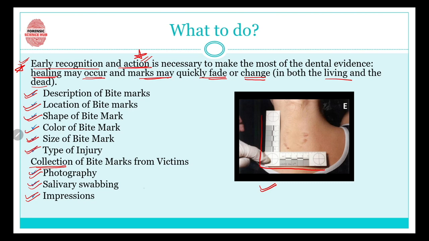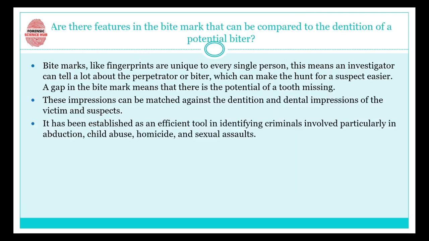Similarly, impressions will also be made from the bite marks of the suspects, the list of suspects that we are having, and after that these bite marks that are found at the crime scene will be compared with the bite marks that we have got from the suspects. Then the question comes, are there features in the bite mark that can be compared to the dentition of a potential biter? Bite marks, like fingerprints, are unique to every single person.